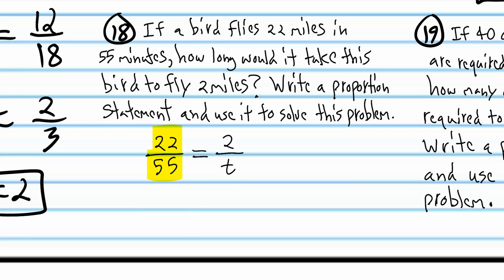Now here's the important thing to understand. When you set up a proportion like this, if you put miles at the top in this fraction, then miles have to be at the top in this fraction also. And that would mean that minutes are going to be in the bottom in both fractions. If you switch it around so that minutes are in the bottom here and minutes are in the top, then you're going to get the wrong answer.